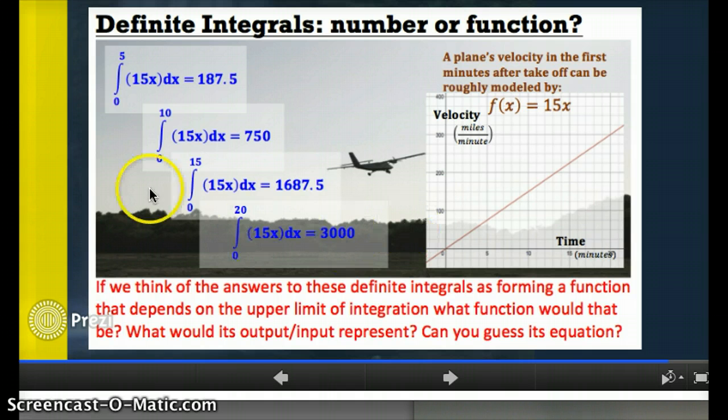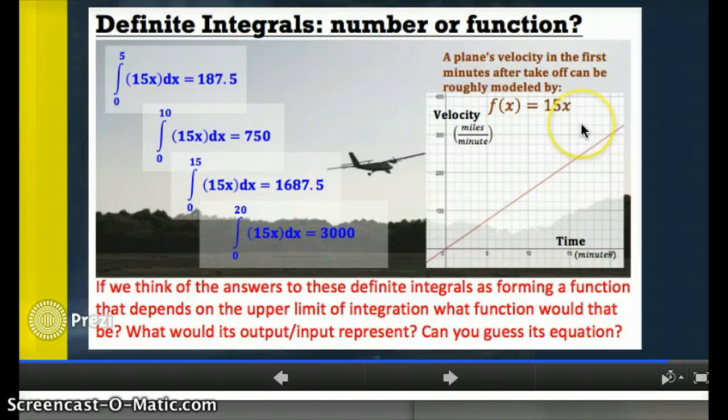Great, so hopefully you notice that they all start at 0, and the only thing that's different about the integral is the upper limit of integration. So if this integral is related to this situation here, what does it mean for me to say the integral from 0 to 5 of 15x dx equals 187.5? Right, what that means is that the area under this curve, up until 5, is 187.5.